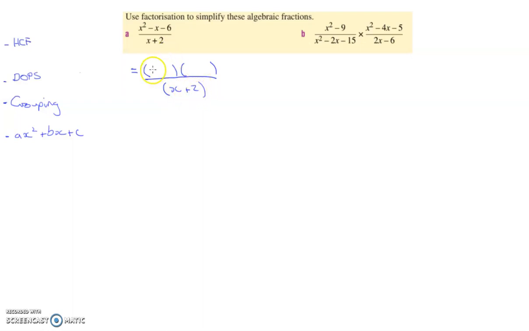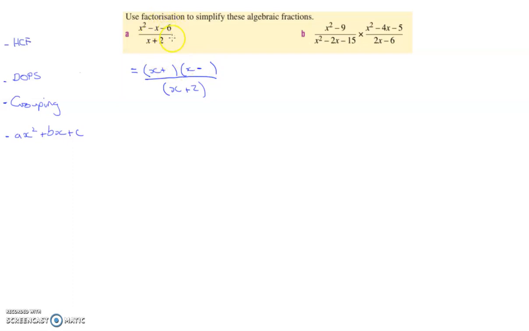The x plus 2 stays on the bottom. I know there's going to be an x here. And I know there's going to be an x here. The second part I definitely know is these two numbers, whatever they are in the brackets, multiply to make -6, which tells me that one has to be a positive and one has to be a negative. Because whatever it is, when they multiply together, it's going to make -6.